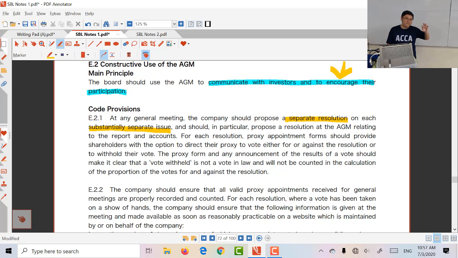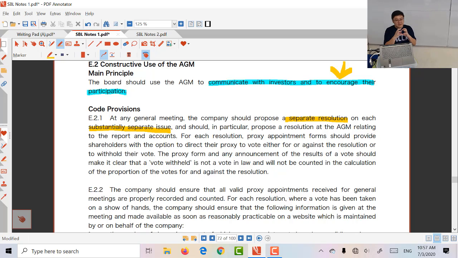Imagine I have a resolution to sell a land, and a resolution to reappoint a director. They're very different. Technically, you should vote two times. But now I lump them together: let's vote for resolution 1, which is to sell the land and to reappoint the director. So if you want to sell the land, you must reappoint the director, or if you want to reappoint the director, you must sell the land. You don't have a choice. That's being unfair, which is what they say cannot.